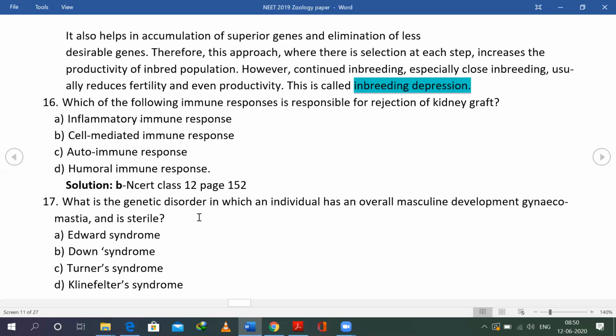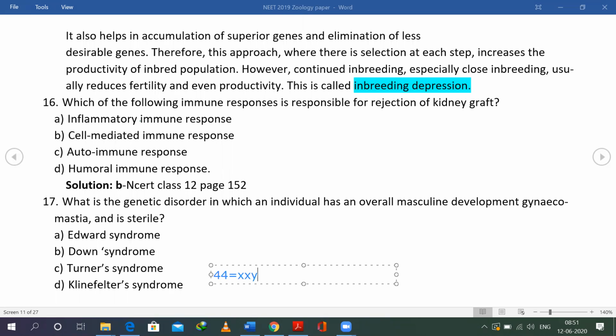And what is the genetic disorder in which an individual has an overall masculine development and gynecomastia and is sterile? We all know this, right? So masculine development is overall male development, and this male also develops the breast, that is gynecomastia, and he is sterile. So this condition is called Klinefelter syndrome. In this condition, what is the chromosome number? The sex chromosomes in the males, 44 plus XXY condition will be there.